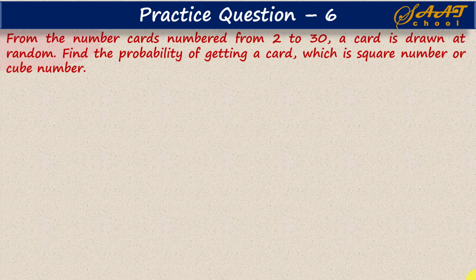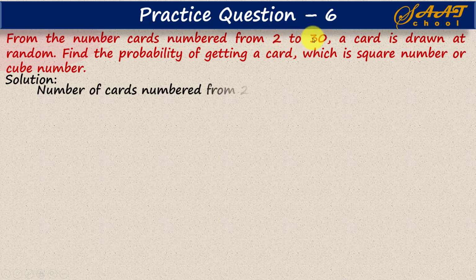Here is practice question 6, and I hope you managed to solve this. Here we have number cards from 2 to 30, and that gives us the sample space. So the sample space in this case will be 29, because we have number cards from 2 to 30. So here NS is 29.